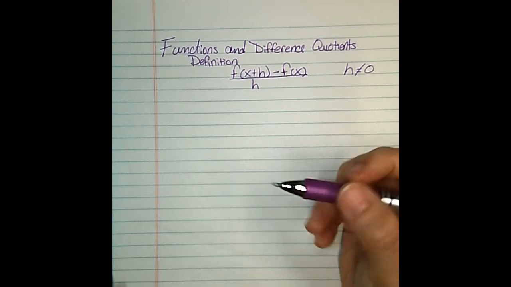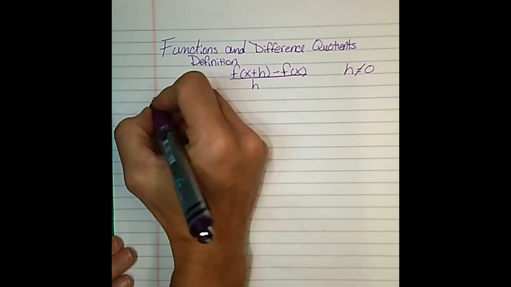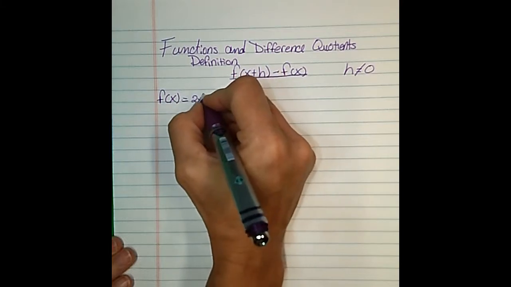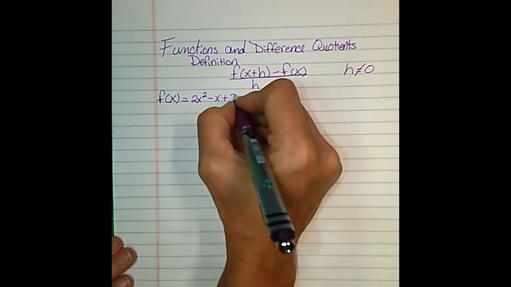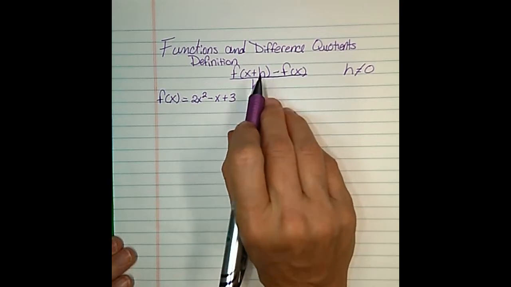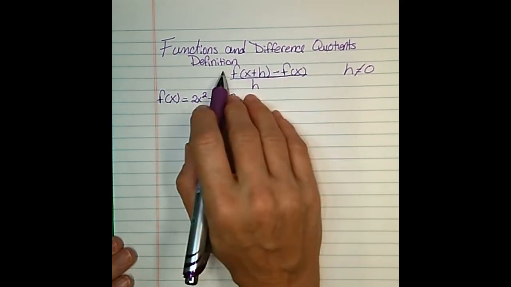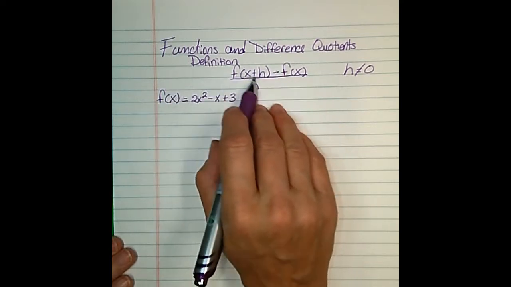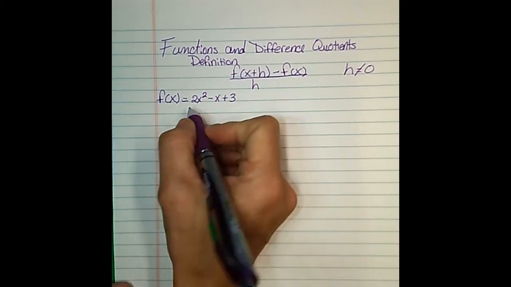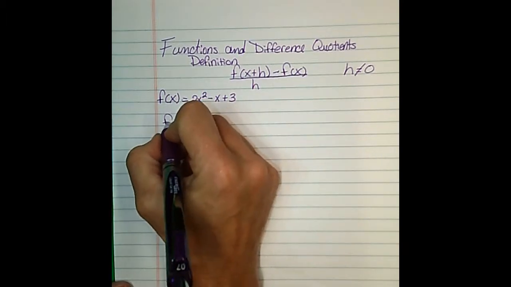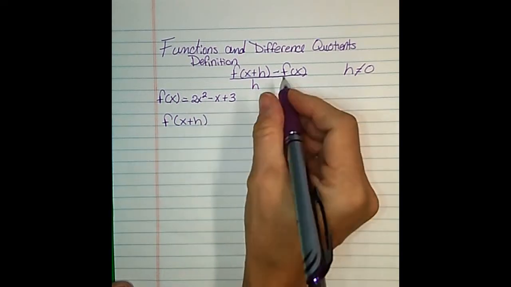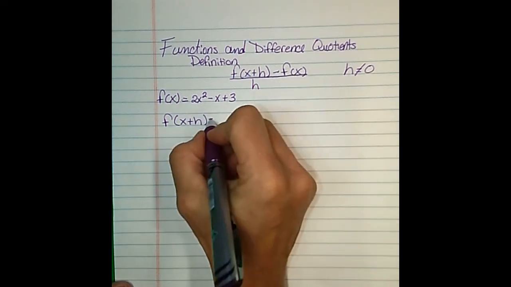So let's work with this example of f of x equals 2x squared minus x plus 3, and let's apply this function and difference quotient, which means the definition of the difference quotient of a function is this here. So what we're going to have to do is find out what is f of x plus h, and then we're going to subtract the main function from it. So let's just do it in parts.